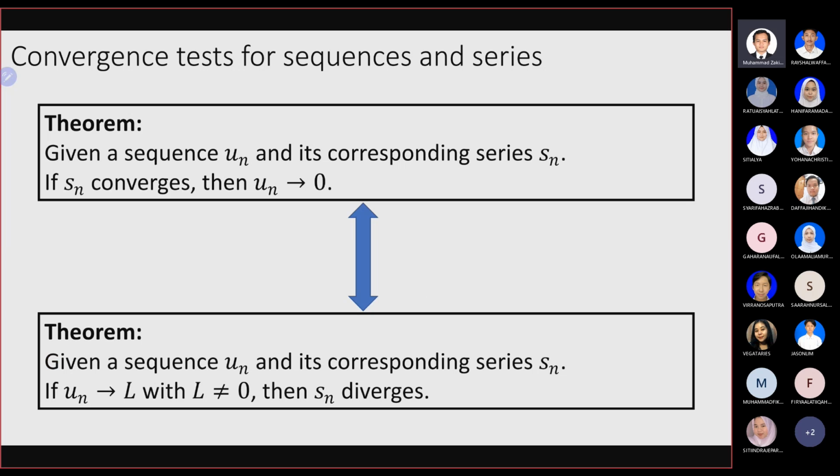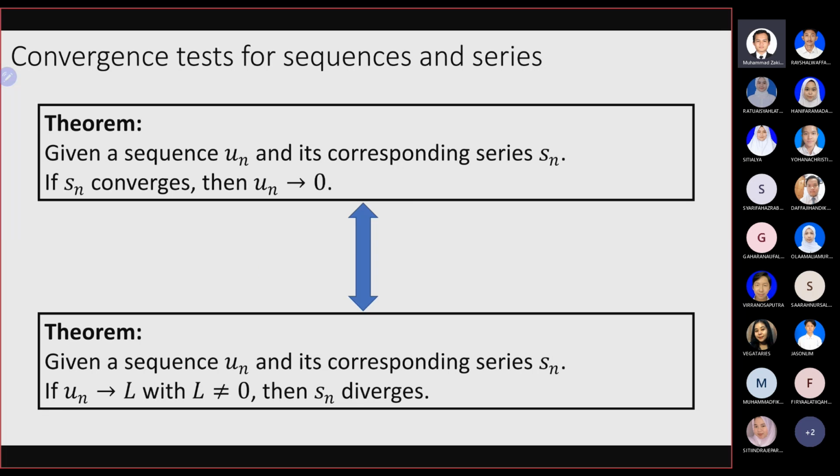So, from this geometric series, we actually have this theorem. Yeah. So, if we have a sequence un and its corresponding series Sn, then if we know that the series converges, then we know that the sequence converges to 0.